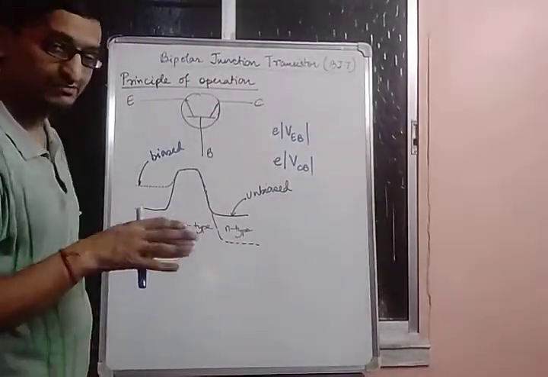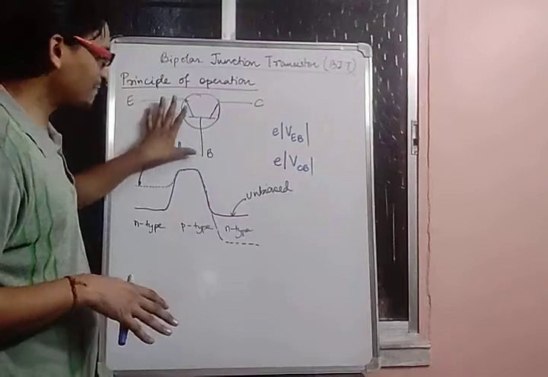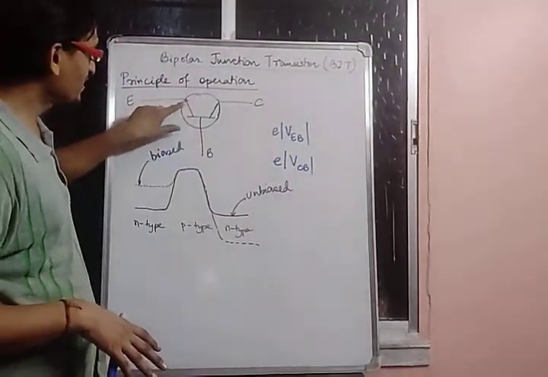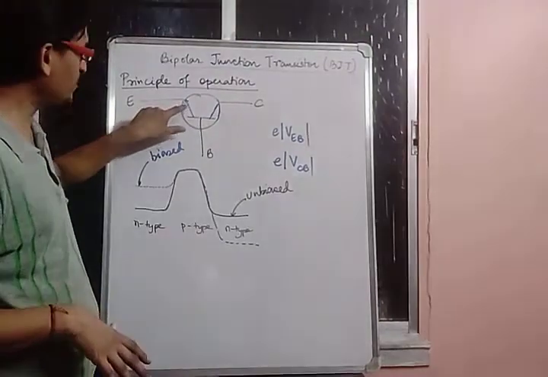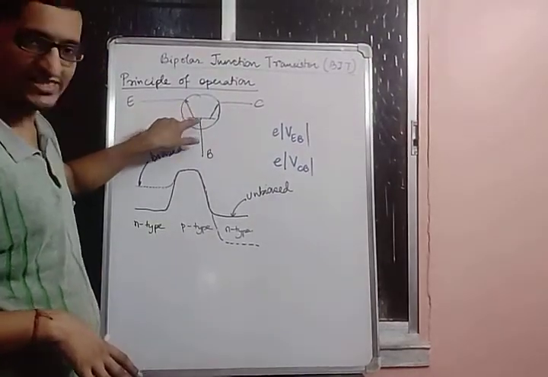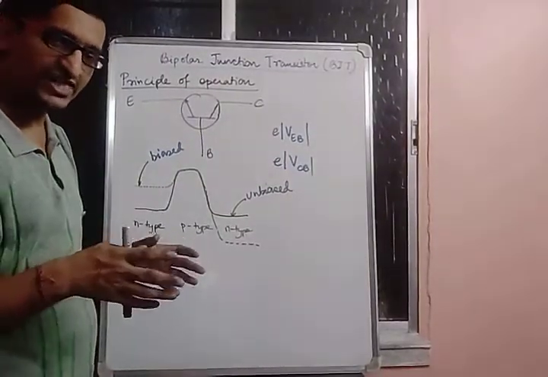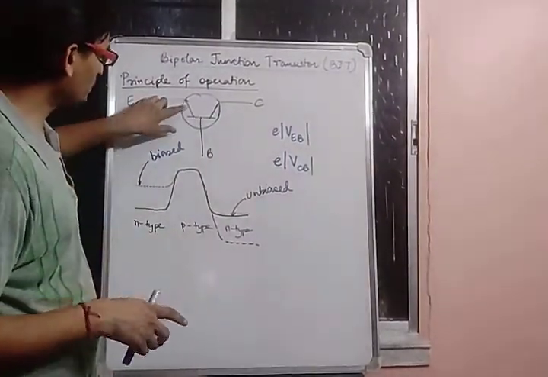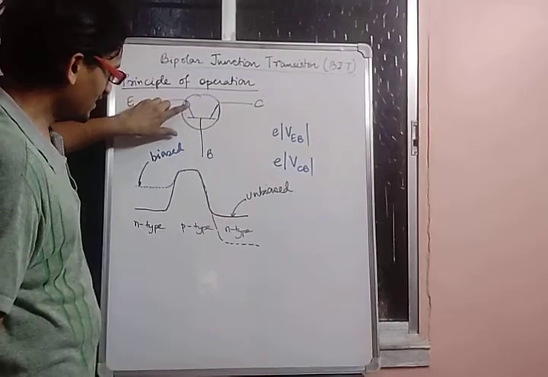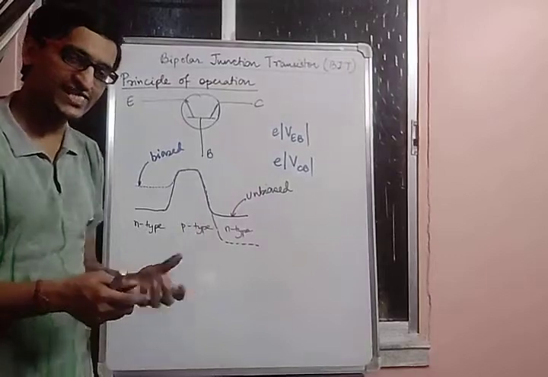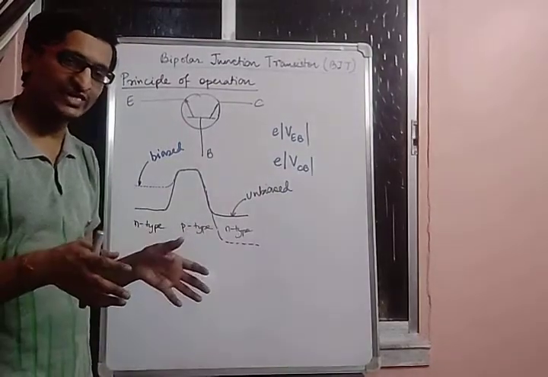Okay, let me explain it once again. When we apply a forward bias voltage across the emitter-base junction, electrons will flow from the emitter region to the base region, because the emitter region is rich in electrons. Now, this base region is very thin and it's slightly doped.